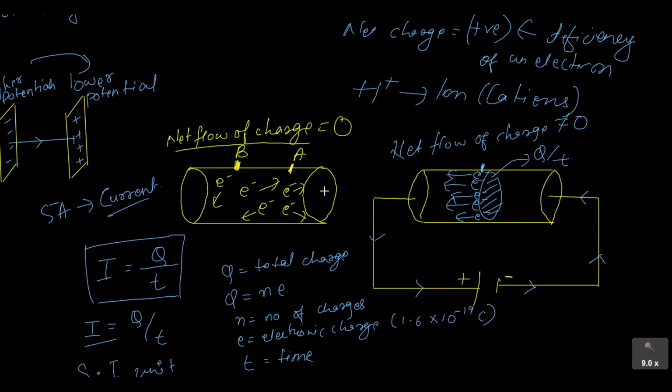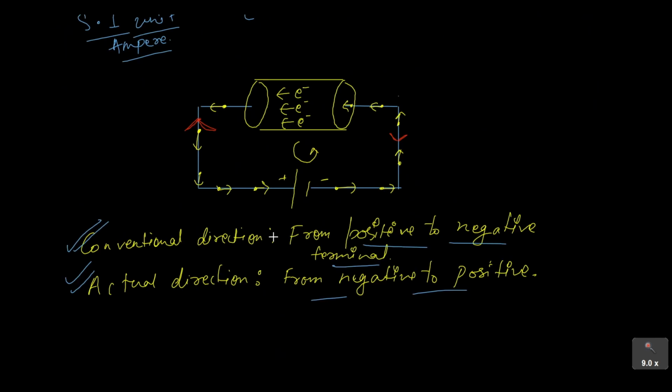When the conductor is not connected or not given any external potential, the electrons move in random directions and the net flow of charge is 0. But when we give an external potential, the net flow of charge will be total charge by time. That is what we define as current. Current is charge per unit time, where Q is total charge, which can be written as N times the electronic charge. N is the number of charges, e is the electronic charge, and t is time. That's it. In the next class we will be studying Ohm's law, which will be the bridge between voltage and current.